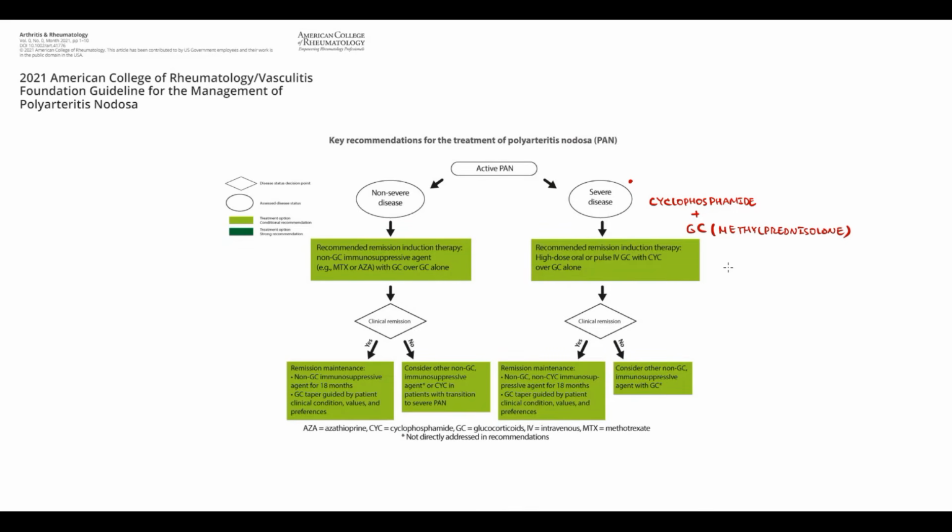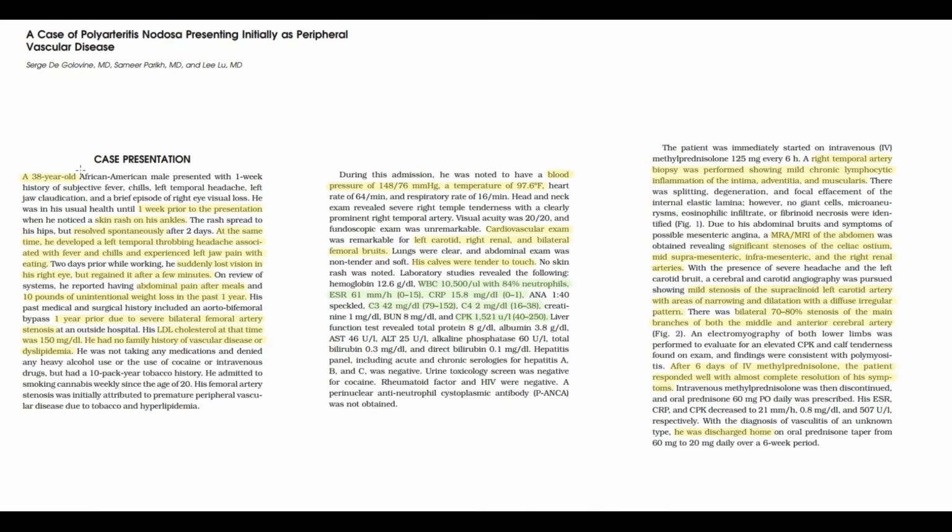But also, in non-severe disease, we can use agents such as methotrexate or azathioprine. So, let's finish with a clinical case. Obviously, we already know that this case is about polyarteritis nodosa, but let's highlight the signature features of this disorder.